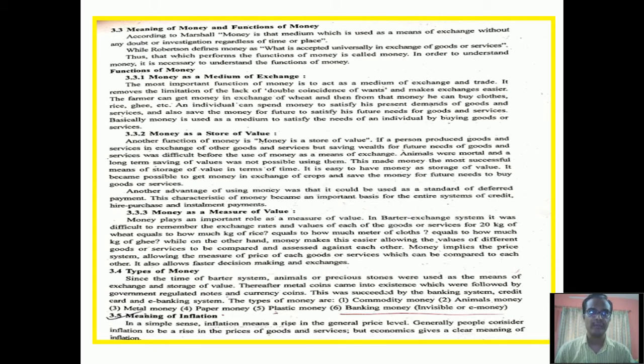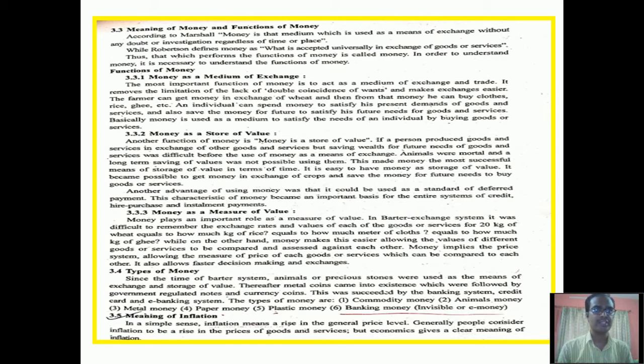Second, money as a store of value. Another function of money is as a store of value. Before the use of money as a means of exchange, saving wealth for future needs of goods and services was difficult. Animals were mortal, and long-term saving of value was not possible using them. This made money a more successful means of storing value over time. It is easy to have money as a store of value.